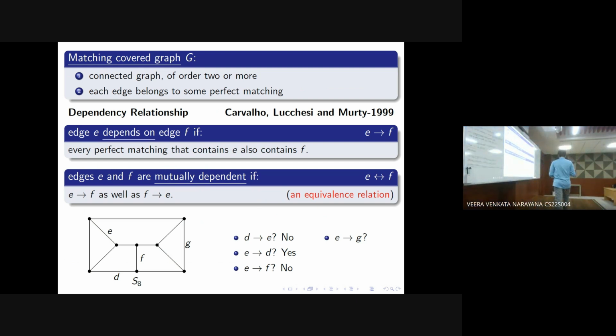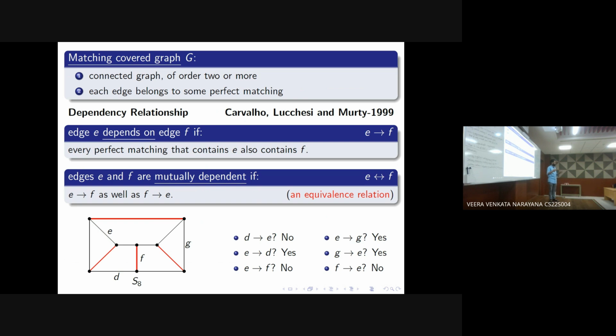So what is the answer for this? If you take any perfect matching containing E, it will contain D from 2 and then it should contain this edge and then G. So E depends on G. And here G also depends on E by the same reasoning. If you take G, it contains this, and then D, and then E. So what about this? No. Okay. So I hope you are convinced that mutual dependence is an equivalence relation.